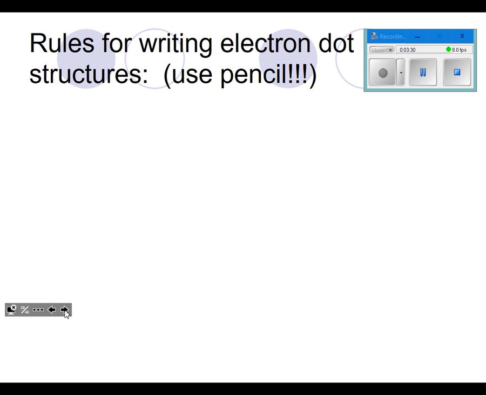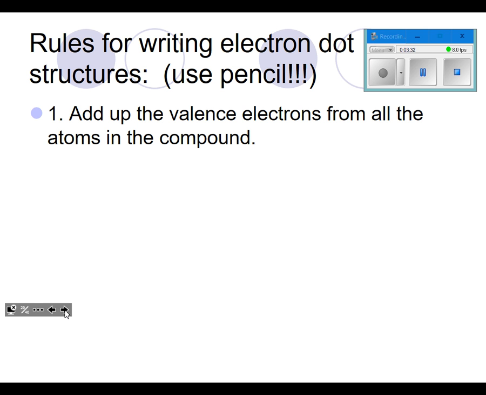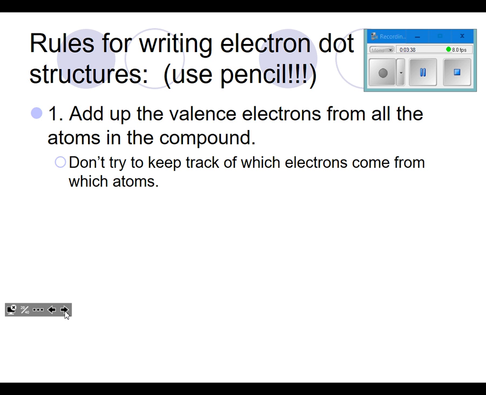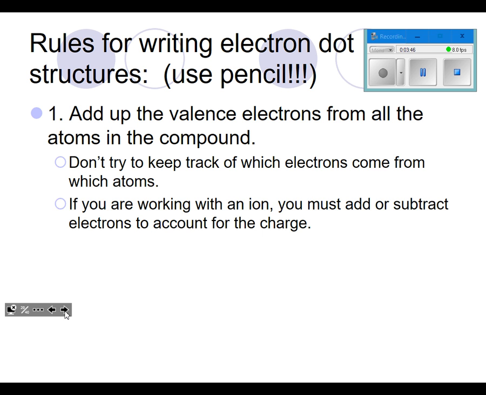So, rules for writing electron dot structures: 1, use a pencil, and you're going to always add up all the valence electrons from all the atoms in the compound. Don't try to keep track of which electrons come from which atom. Just figure out the total number of electrons. If you're working with an ion, you're going to have to add or subtract electrons to account for the charge. But I will tell you, we are pretty nice and we give you atoms for the most part.